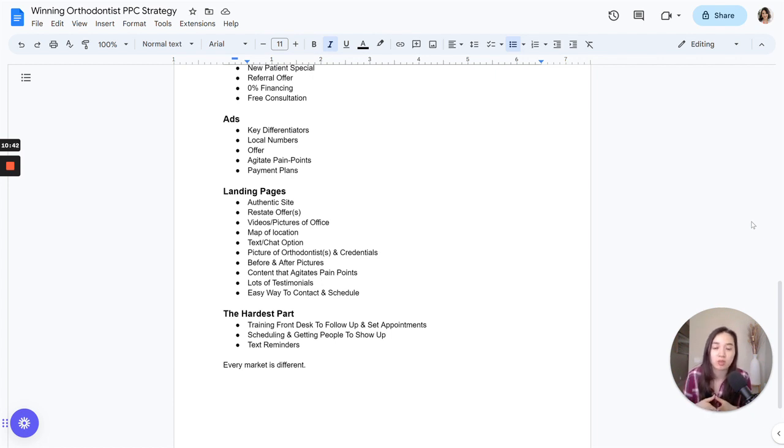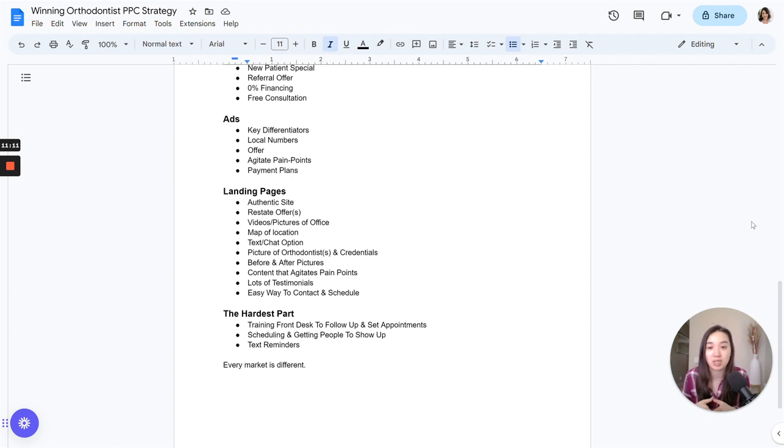And then also offers. We talked about the offers previously. We want to agitate pain points. Are you tired of a crooked smile? Are you tired of always wanting to cover your mouth when you're laughing? That type of thing, because that is going to get someone to really align with that pain point and want to engage. So make sure that you're agitating some pain points and then be that solution to the pain point.